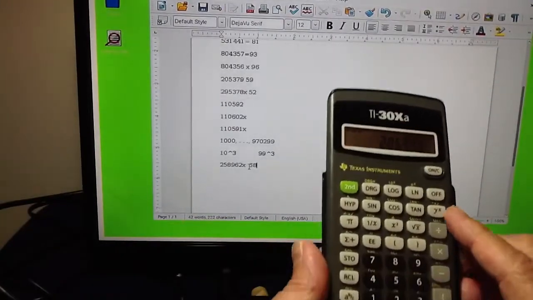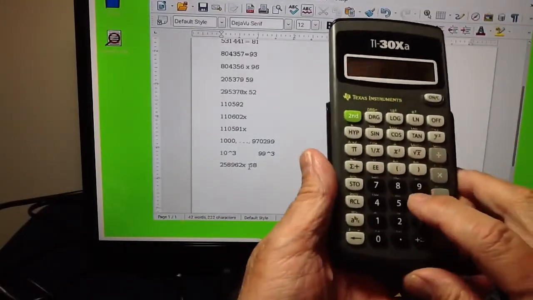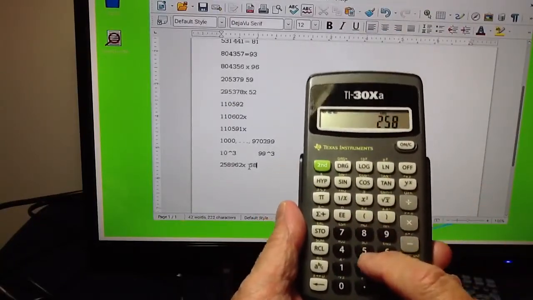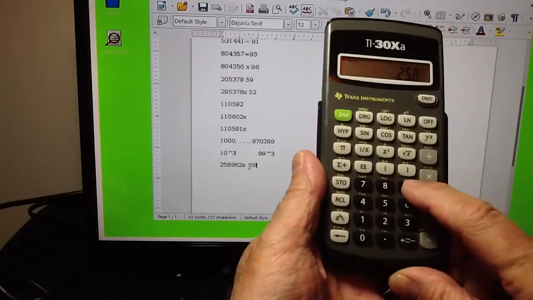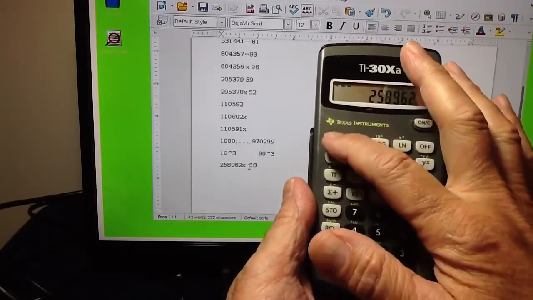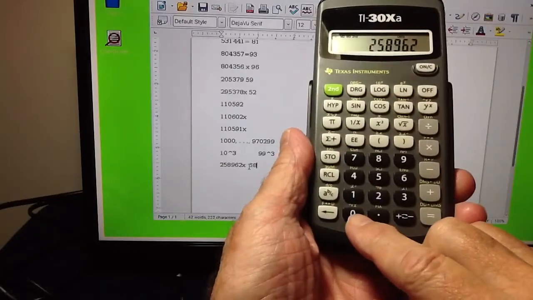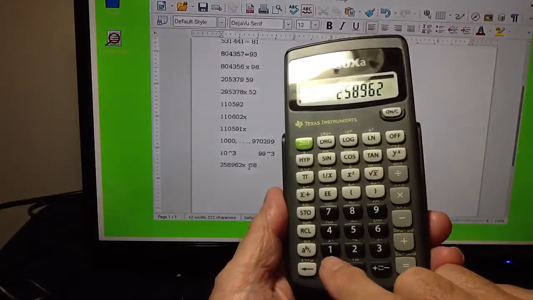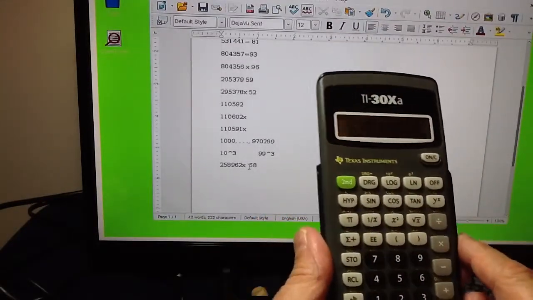Now in this case what we're going to do is take 258,962, and I've got a scientific calculator. I'm going to take the cube root. I want the cube root of that. And if I'm doing it right here, I think it's down, where's the cube root? Right here. And the answer is 63.7.